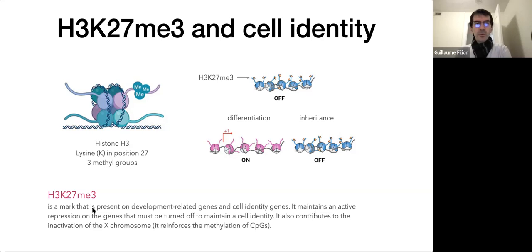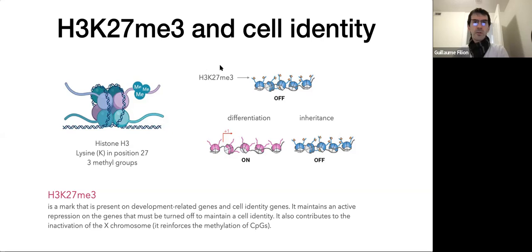So it also contributes to the inactivation of the X chromosome. It reinforces the methylation of CpGs. So the X chromosome is maintained by two mechanisms. The one that I've showed before is the methylation of CpGs, but also if you look at a female cell and if you look at this mark, you would see one big blob, contrary to what I've said, which is not surgical but really smeared on the whole chromosome, and that would be the inactive X.